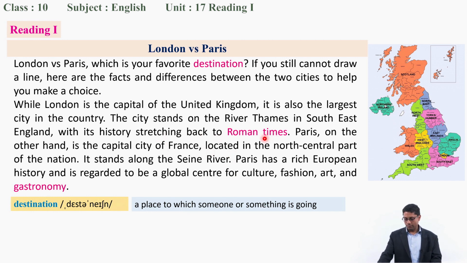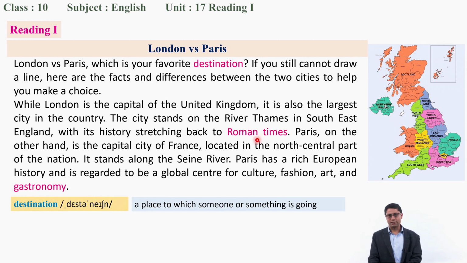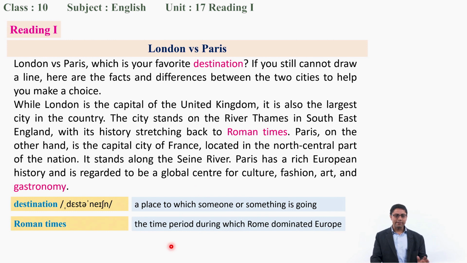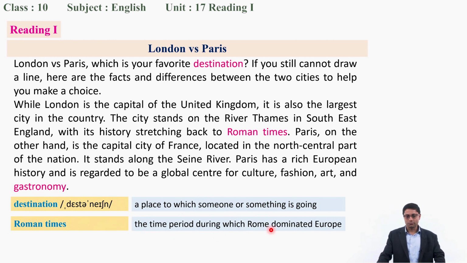Certainly, you may have no idea about Roman times. So let's see. Roman times means it's a period during which Rome, you might have heard about the city Rome, it's in Italy. In the past, it was one kingdom and it dominated whole Europe. That time is known as Roman times.